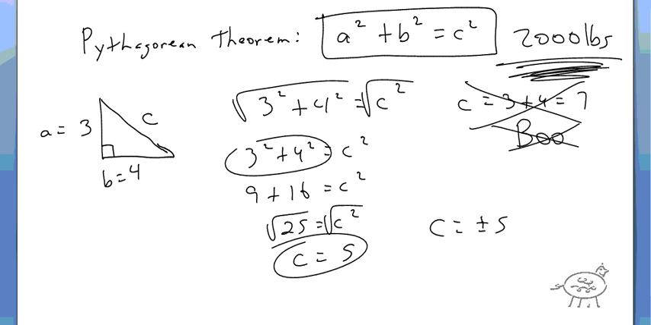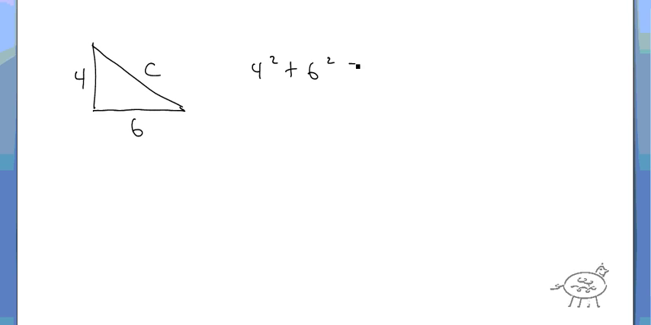All right, so I know I spent a lot of time in that one problem, but let's do a few more here. Here's another triangle, and this is going to be 4 and 6, and I want to find C. So 4 squared plus 6 squared equals C squared. 16 plus 36 equals C squared. I'm going to move the C squared over, I like it on the left-hand side anyway.